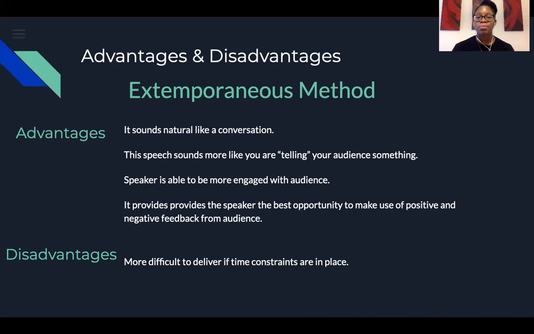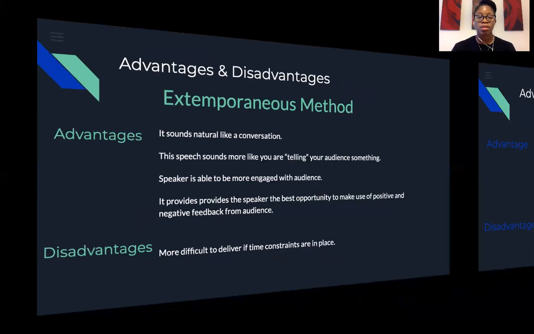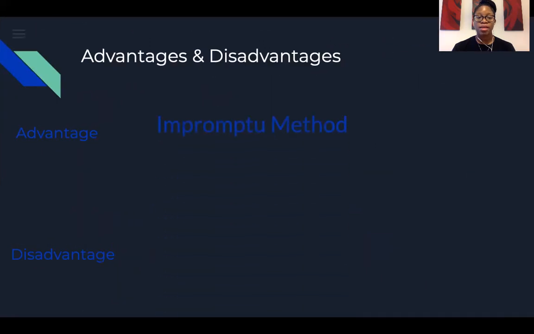So outlines are typically used when it comes to the extemporaneous method. Okay. The next one that we have here is the impromptu method. Impromptu. This method is typically the most disliked by people. Okay. Impromptu is when you are asked off the cuff, or you are basically put on the spot to speak.